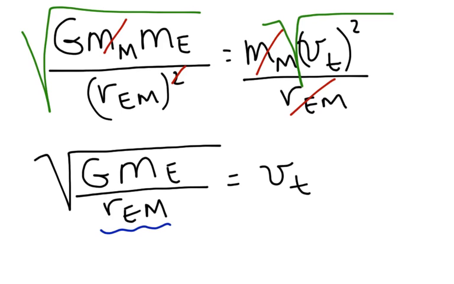What is important? The radius, or the distance between the center of the Earth and the center of the moon, that's important. And also what is important? The mass of the planet which the object is orbiting, in this case the Earth. So let's say, for example, we increase the mass of the Earth. Let's increase the mass of the Earth 4 times. What ends up happening to the tangential velocity of the moon? It will double.